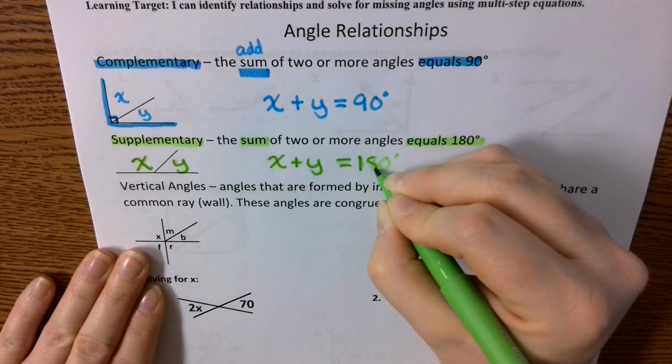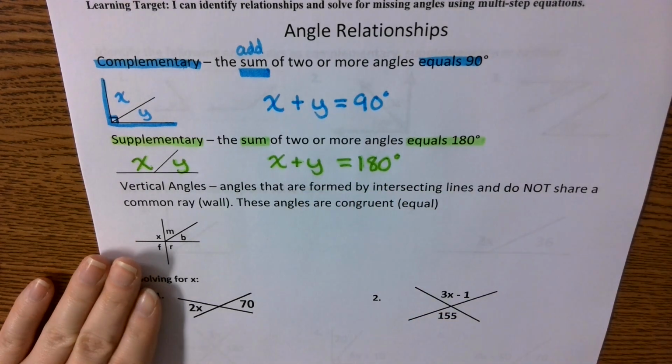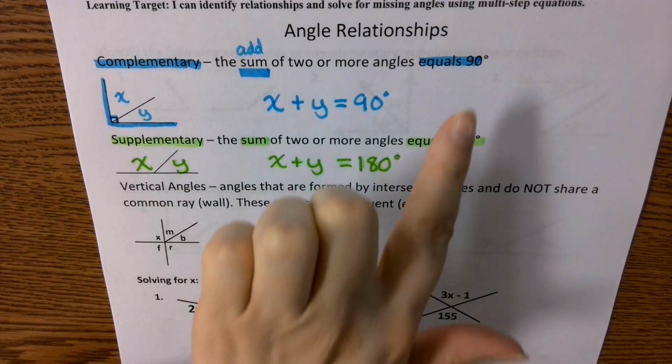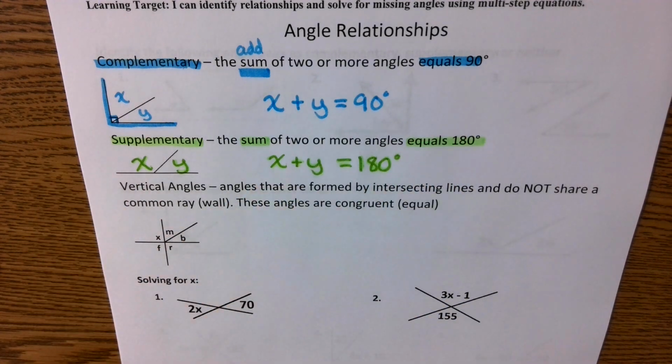Now, every year, kids get these two vocab terms confused. They're like, oh, complementary 180. No, complementary is 90. Supplementary is 180. So over the years, I've had kids come up with different mechanisms to remember that complementary adds to 90 and supplementary adds to 180.